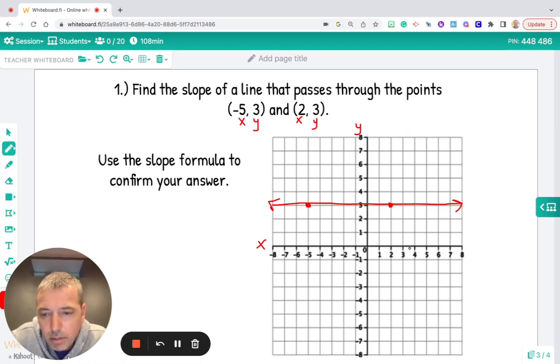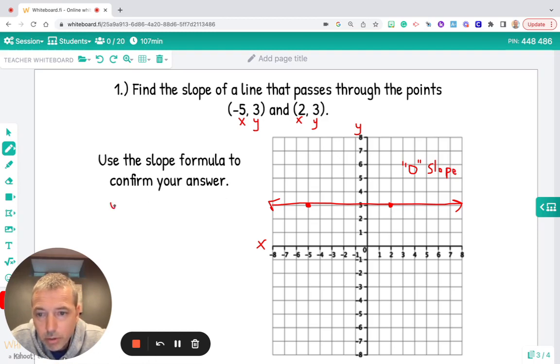So if we've been talking about lines, either they go up or they go down. So this line stays flat. When this happens, we call this a zero slope. It's a flat line, right? It's not steep at all. It's flat.